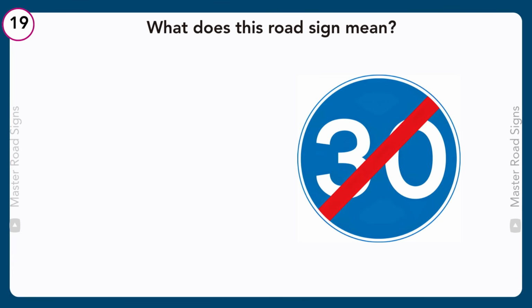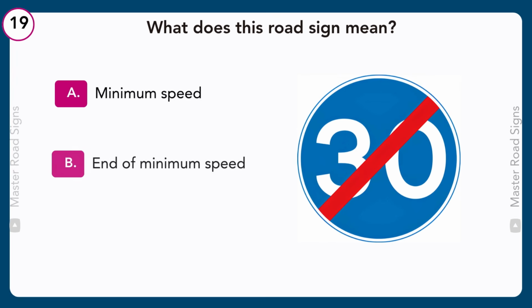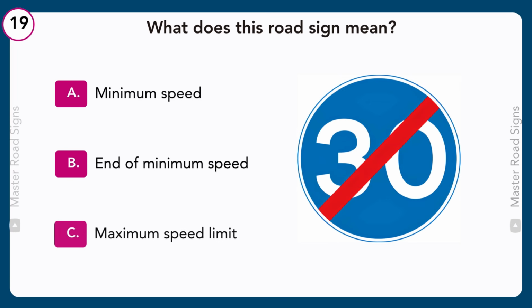What does this road sign mean? Option A, minimum speed. Option B, end of minimum speed. Option C, maximum speed limit.